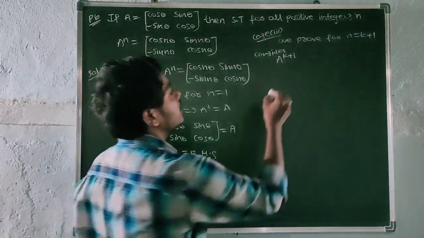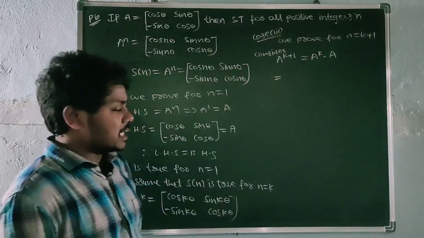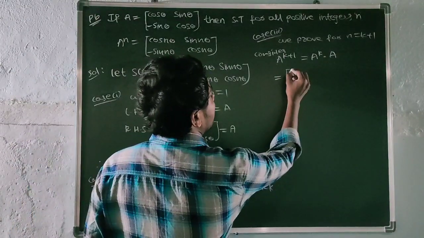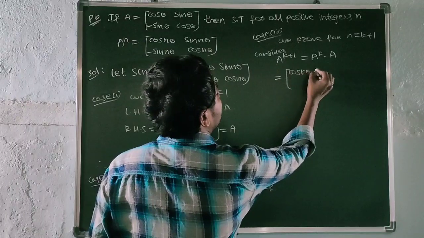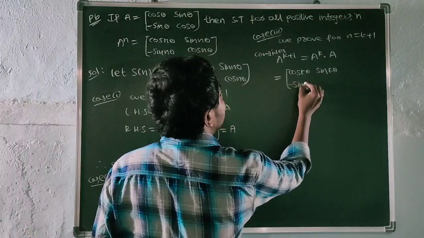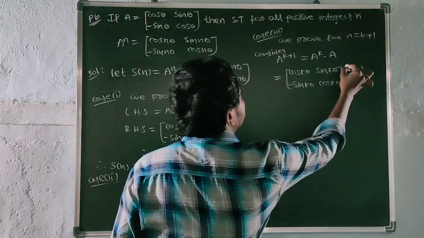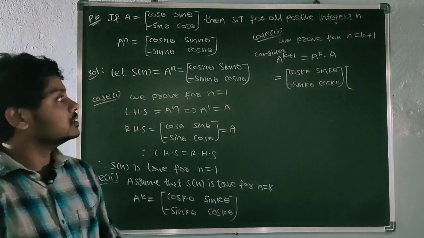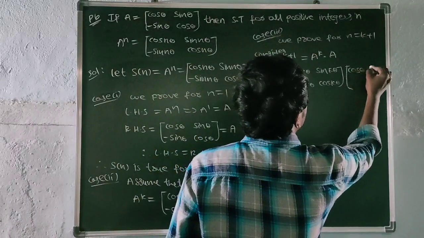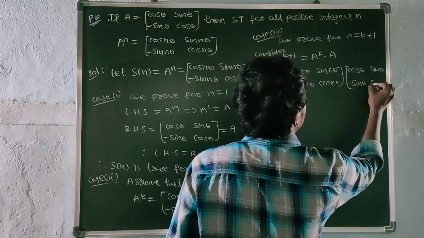So for that, A power k plus 1 write as A power k into A. So what is A power k value? That is cos k theta, sin k theta, minus sin k theta, cos k theta. So into what is A value? So A is given, that is cos theta, sin theta, minus sin theta, cos theta.